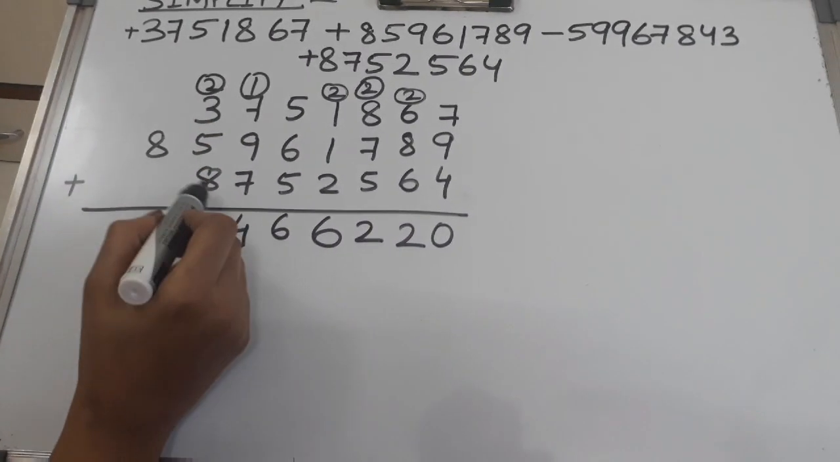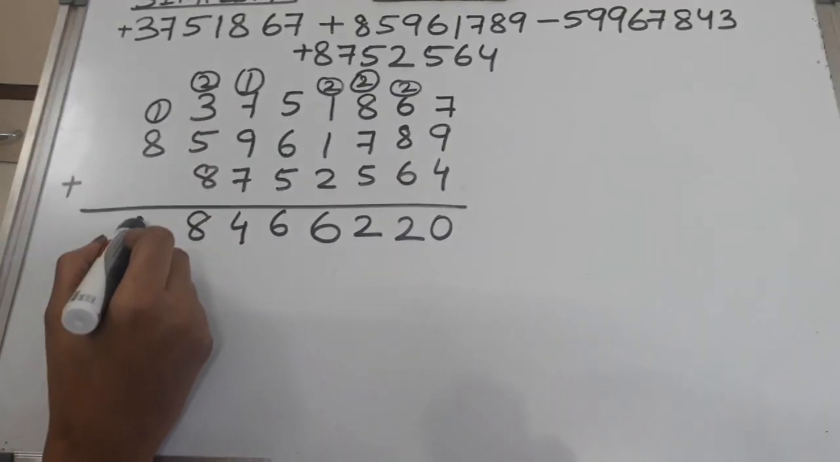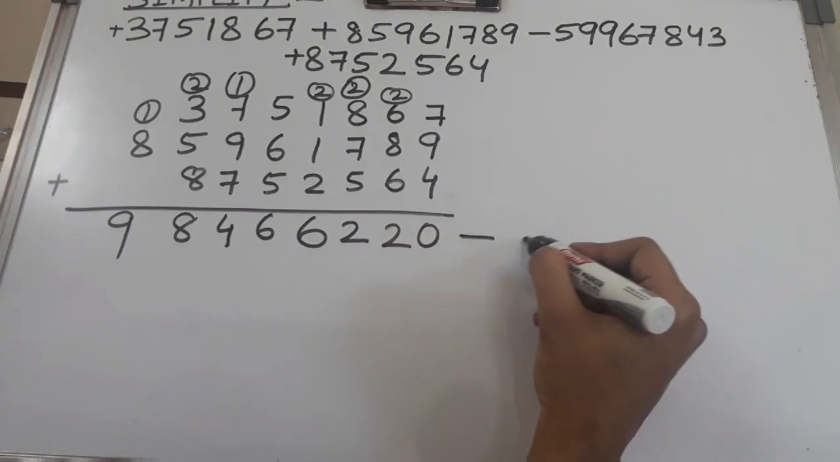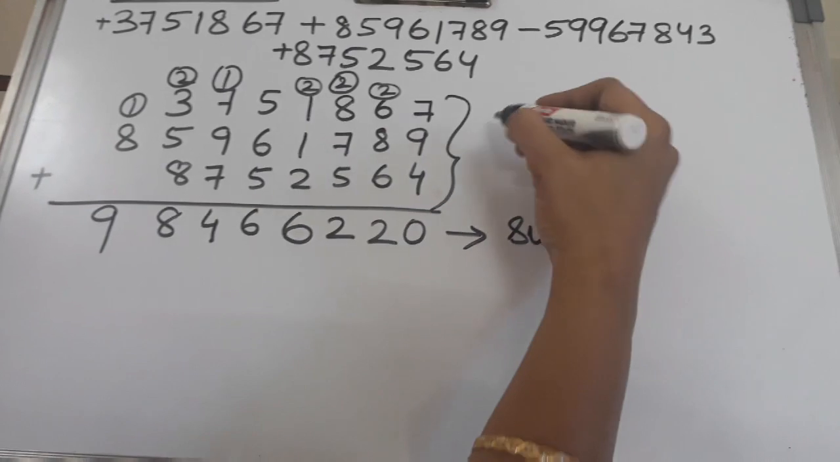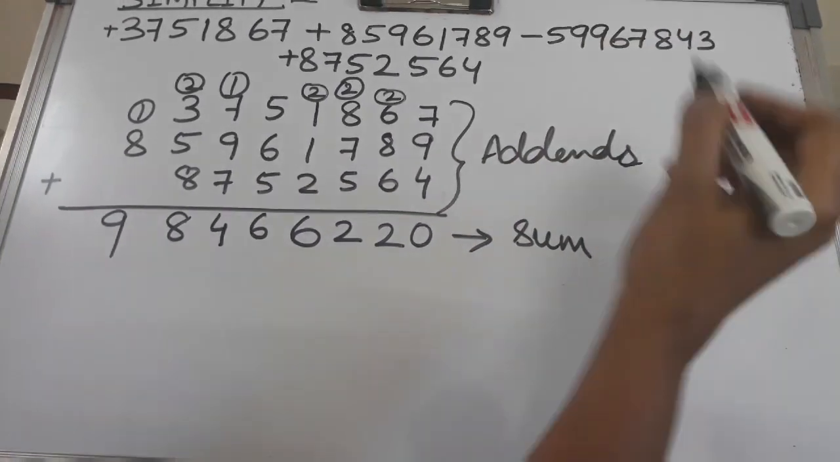5, 5 plus 5, 8, 5 plus 5, 10 and this is 18 and this is 9. So this is the value, and what is this? This is called the sum. And these are the addends, the numbers which we are adding.